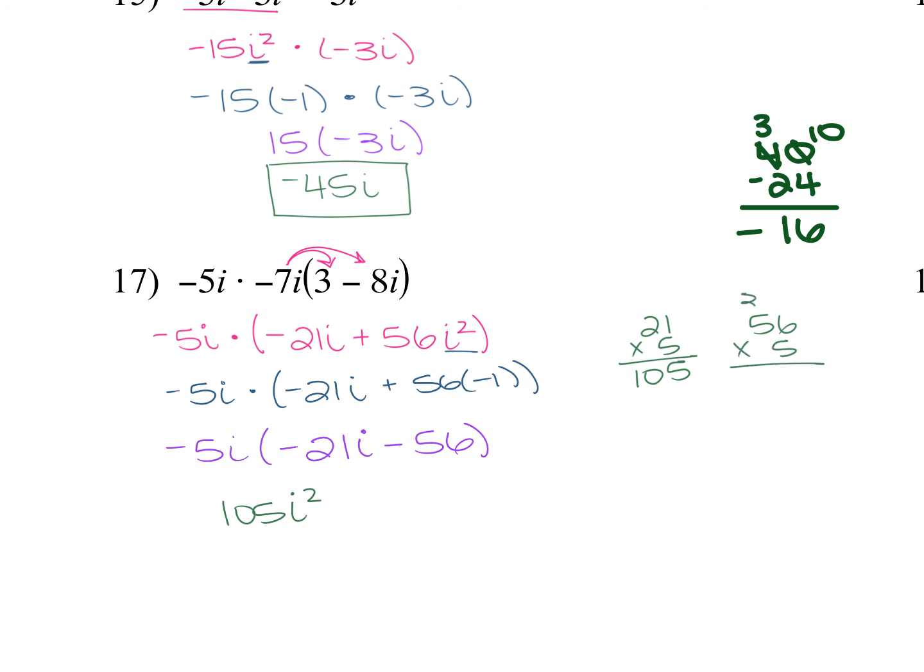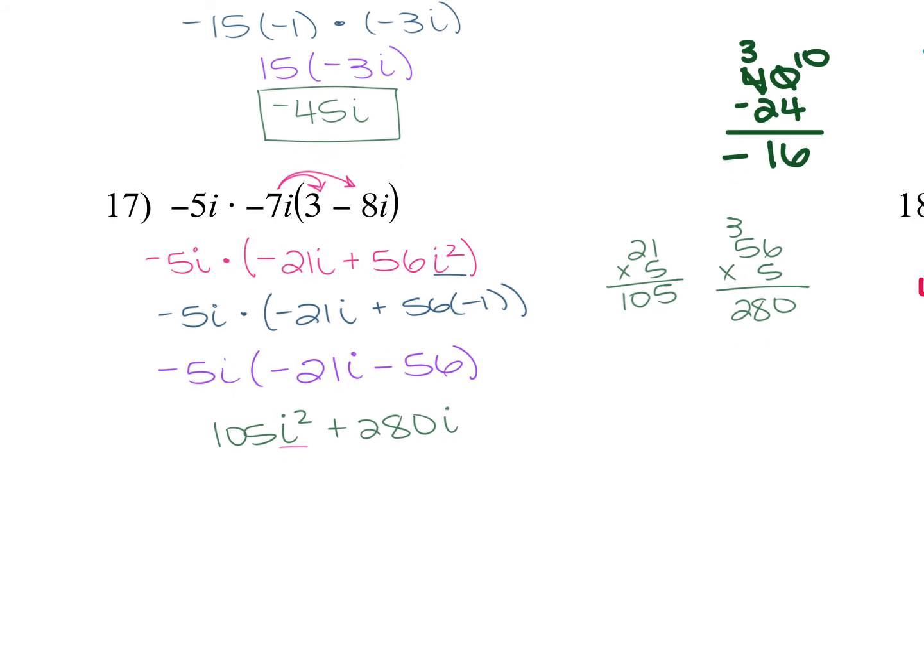Then you have 56 times 5. The 6 times 5 is 30. 5 times 5 is 25, plus 3 is 28. So that's positive 280i. Once again, we have an i squared, which turns into negative 1. That 105 times negative 1 is going to give us a negative 105 plus 280i.